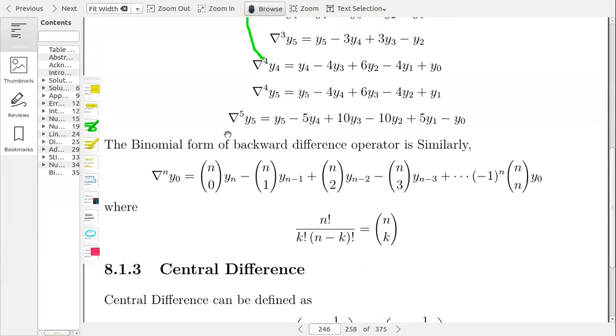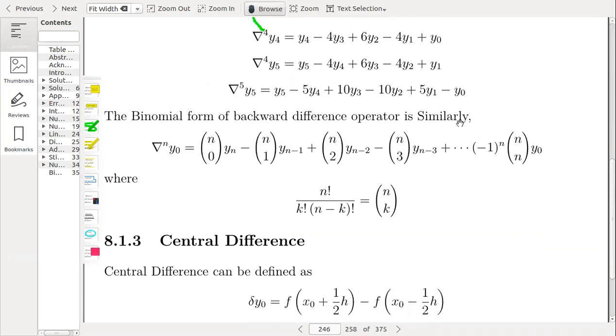We can write the next, nabla 6 y6. The first coefficient will be 1, and then the next will be 5 plus 1, 6. Next, 5 plus 10, 15. Next, 10 plus 10, 20. Next, 10 plus 5, 15. And next, 5 plus 1, 6. Next will be 1. So it is easy to write the next nabla power.